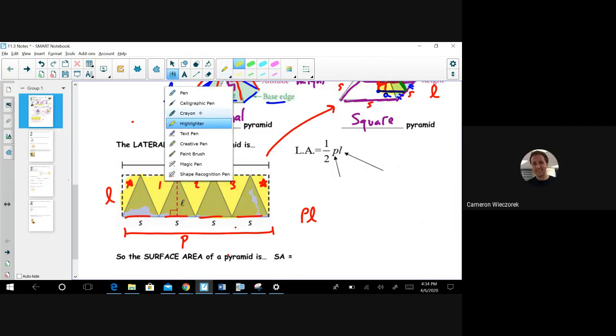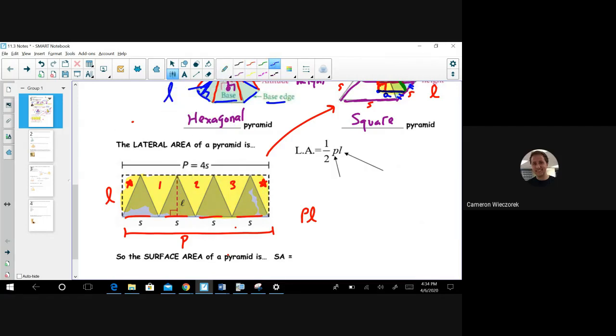I need to take out half of those triangles that I didn't use. I don't need the ones on the ends that make one triangle. I don't need this one, I don't need this one, and I don't need this one. So I'm going to take all that area that I found and I'm just going to cut it in half, since I'm only using half the triangles. That's my lateral area for a pyramid.